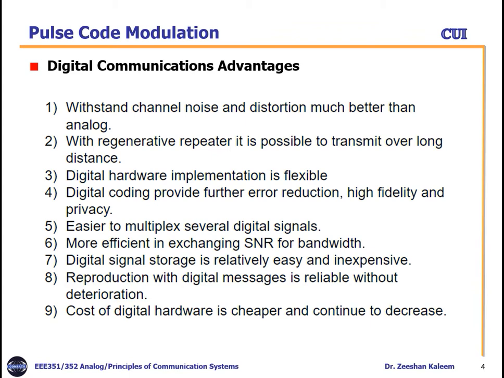There are some digital communication advantages for why we convert analog to digital signal. Otherwise there would be no use in converting an analog signal into a digital signal. First, it can withstand channel noise and distortion much better than analog. There is less chance of being affected by noise and distortion compared to analog, because in analog we have an exact value in each portion of the shape. If we don't recover this part, then this speech or this value will be lost. Every part has a message, but in the case of the digital signal we have just 1, 0, or 1, minus 1.